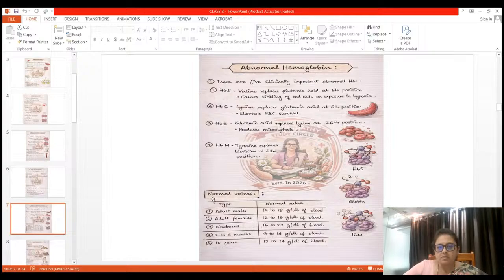Okay, normal values. Adult males, the normal value is 14 to 18 grams per deciliter of blood. Adult females, 12 to 16 grams per deciliter of blood. Newborn babies, 16 to 22. See, this is so high. This is fetal hemoglobin. It gets destroyed and is replaced by adult hemoglobin. At 2 to 4 months, 9 to 14 grams per deciliter of blood. At 10 years of age, 12 to 18. Again normal, 12 to 14 grams per deciliter of blood. These are the normal values of hemoglobin.